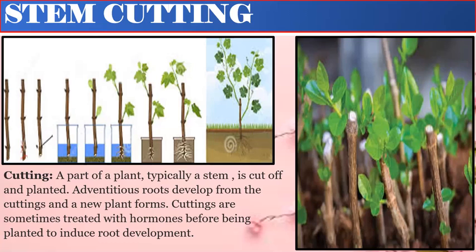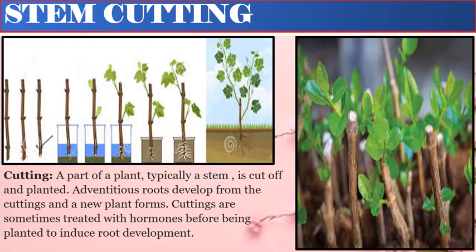Let's talk about the artificial methods one by one. Stem cutting. A part of a plant, typically a stem with nodes, is cut off and planted. Adventitious roots develop from the cuttings and a new plant forms. Cuttings are sometimes treated with plant hormones before being planted to induce root development.